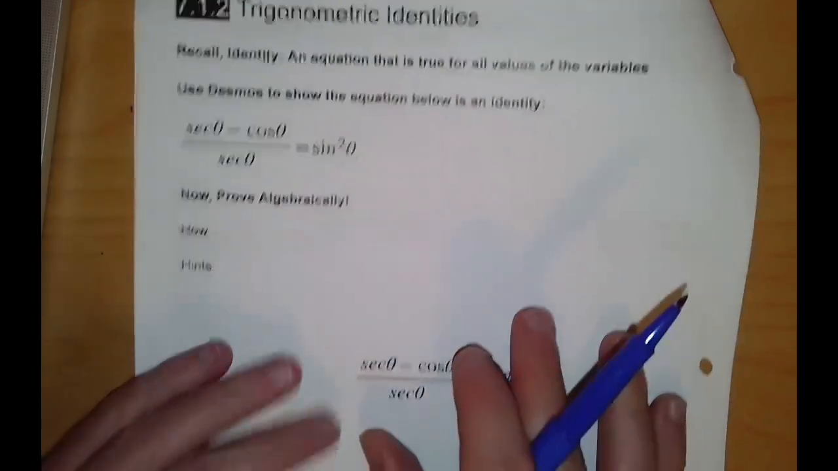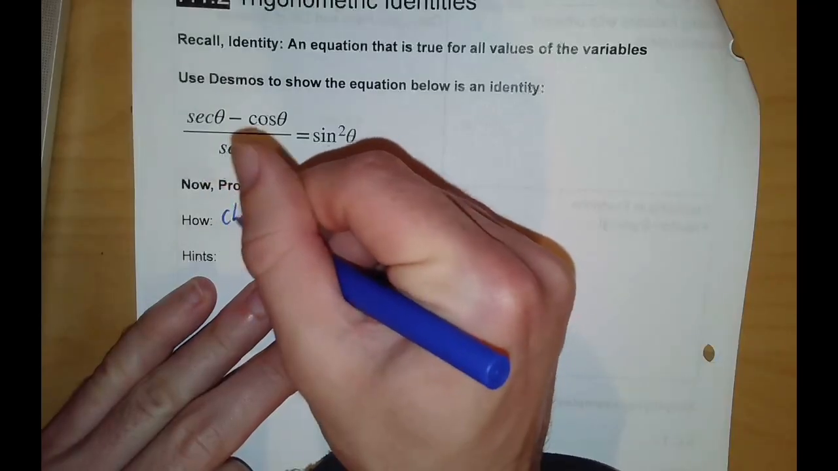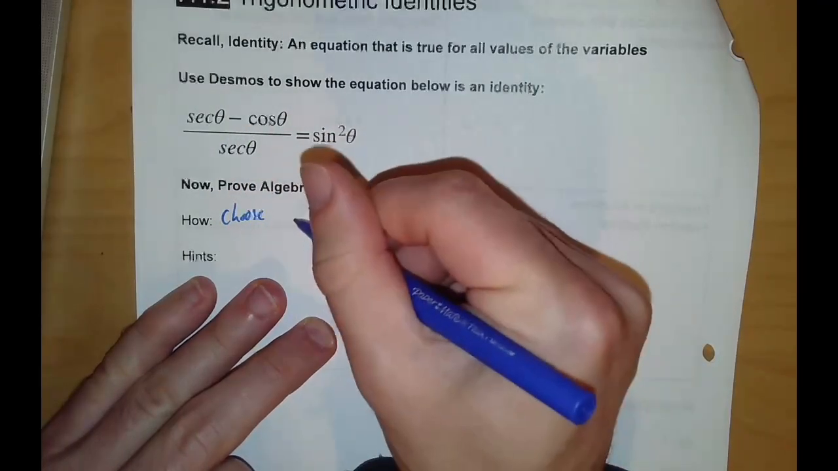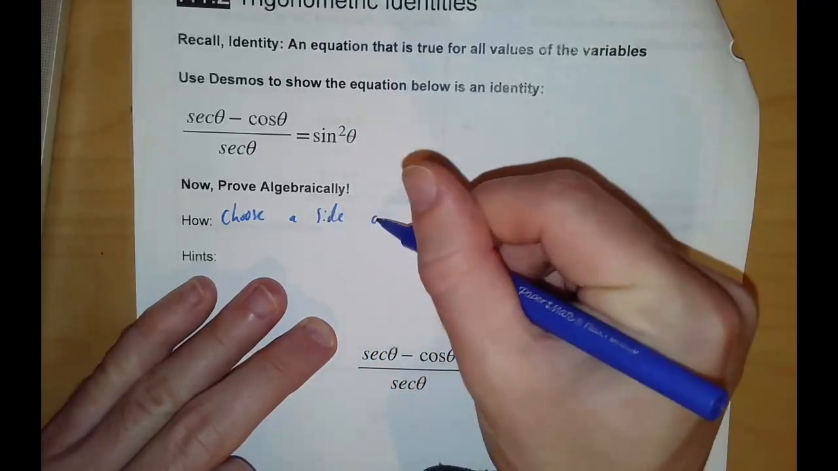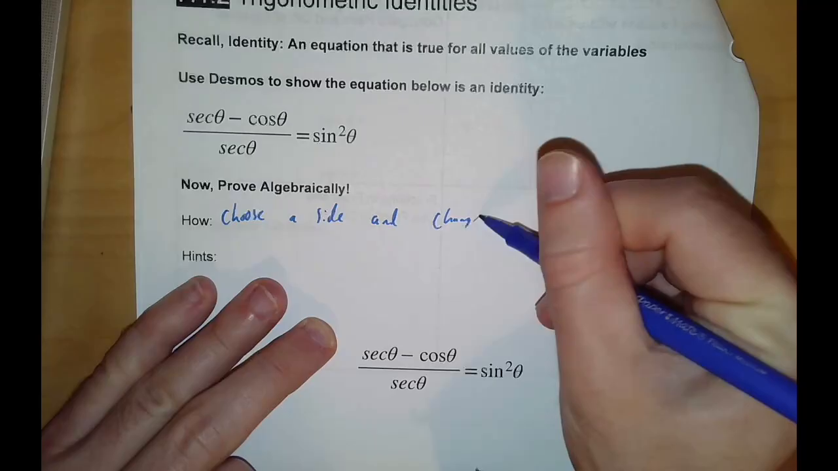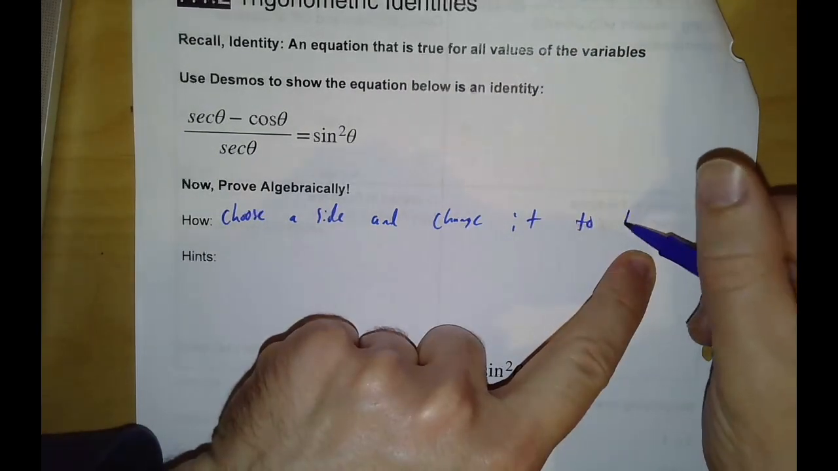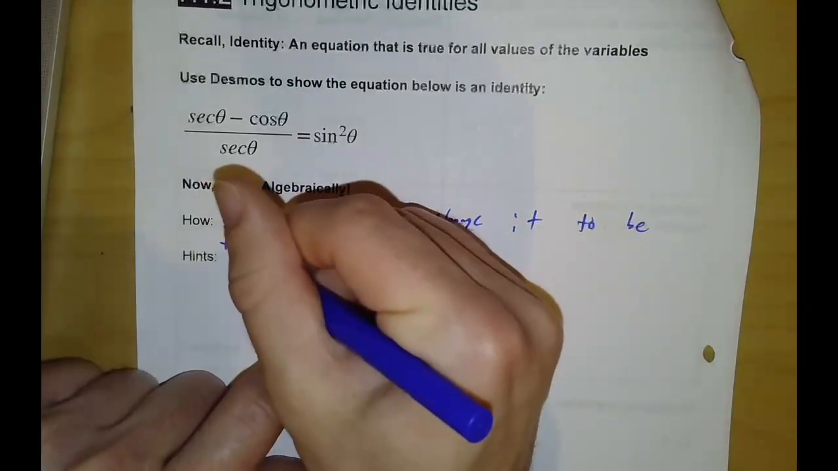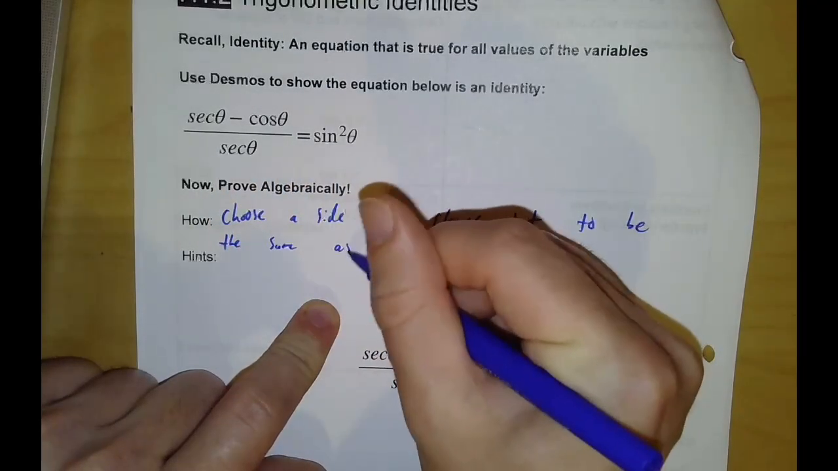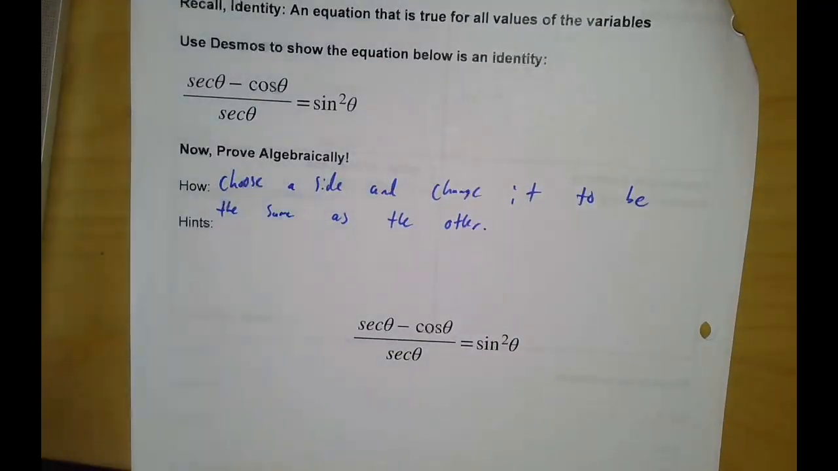The way that we prove that these two things are the same is to choose a side and change it to be the same as the other. Okay, that's a really basic way to explain it, right? Choose one side and change it to be the same as the other.